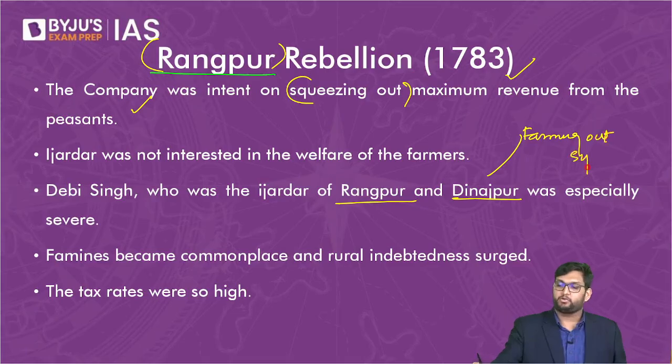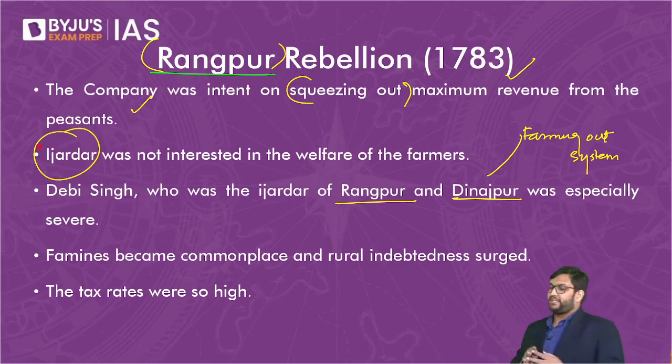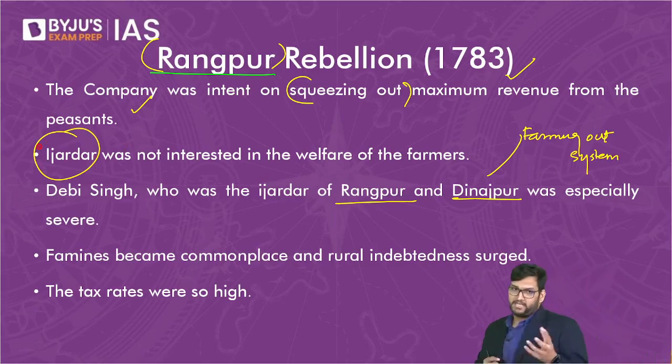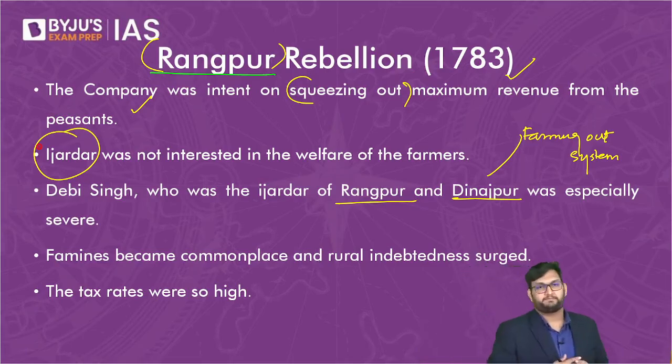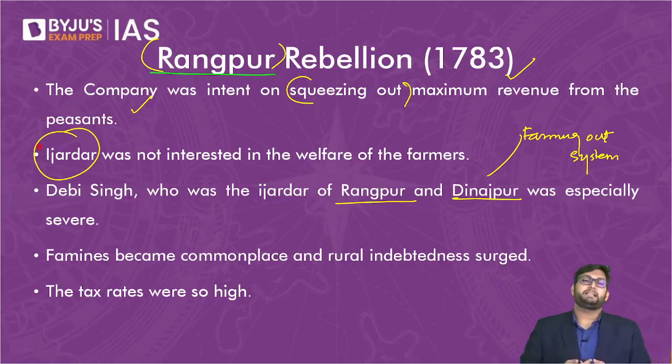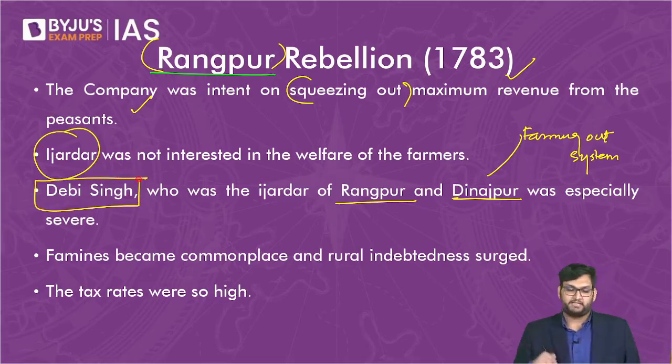And as I told you, the problem is that because the Ijdar has no connection to the place where he's actually taking out revenue from, he is not interested in the welfare of the farmers. And this rebellion actually happens against the Ijdar of Rangpur and Dinajpur, which is Debi Singh. Debi Singh was the Ijdar of this sector.